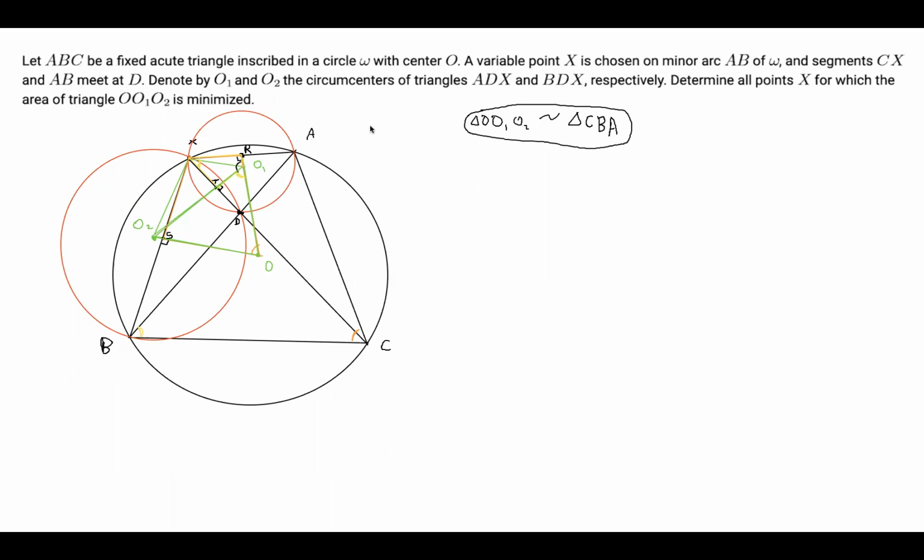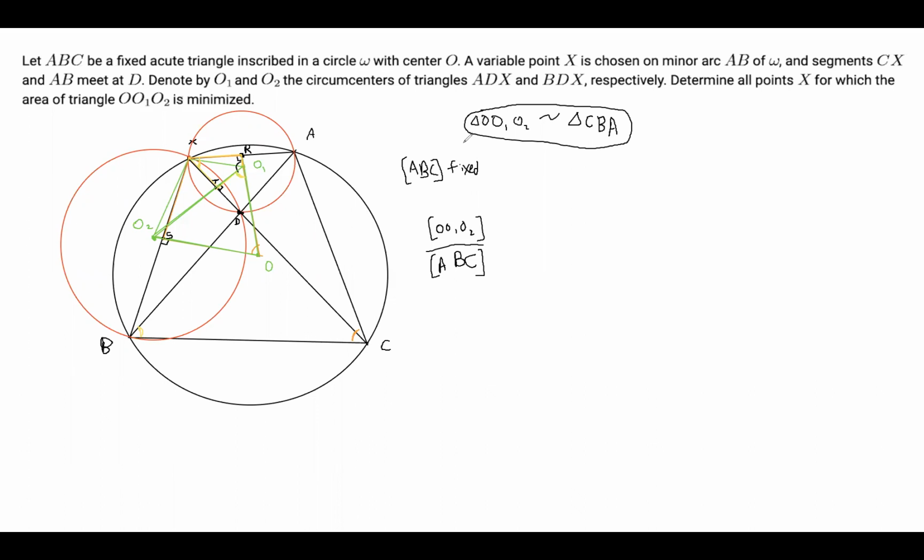Well, since triangle ABC is fixed, the area of ABC is fixed. So I can write it as the area of ABC is fixed. And we know that the area of O0102 needs to be as small as possible. So O0102 over ABC, their areas, this must also be as small as possible because the area of ABC is fixed.